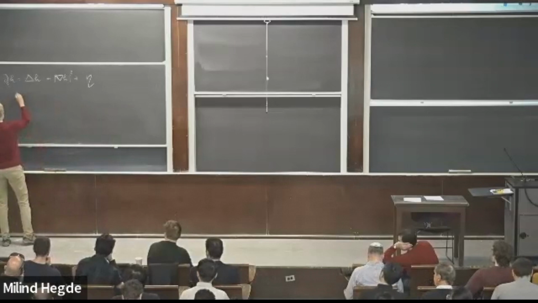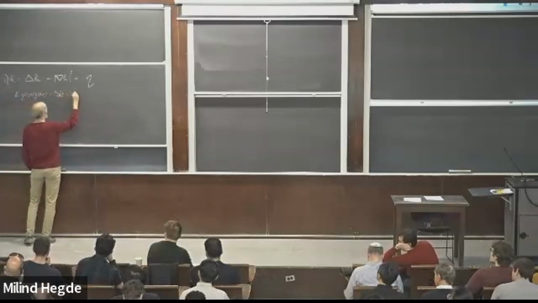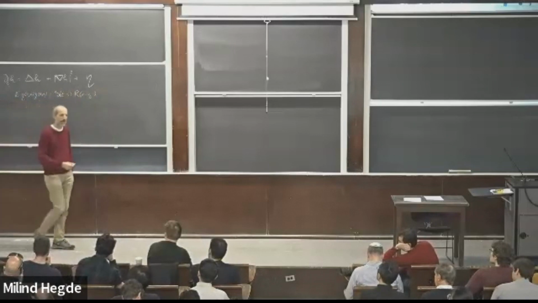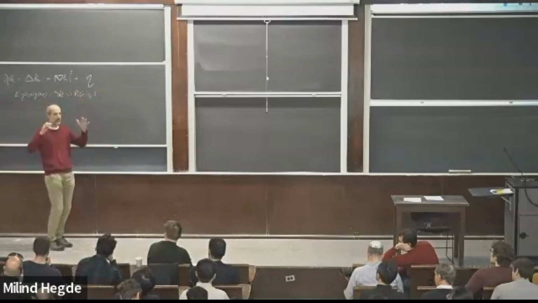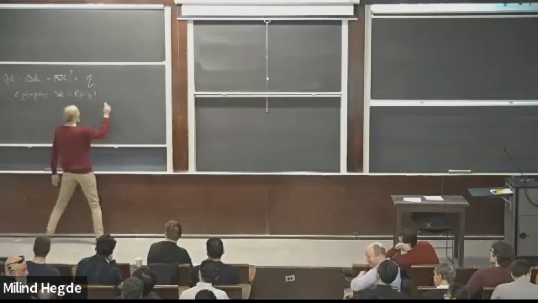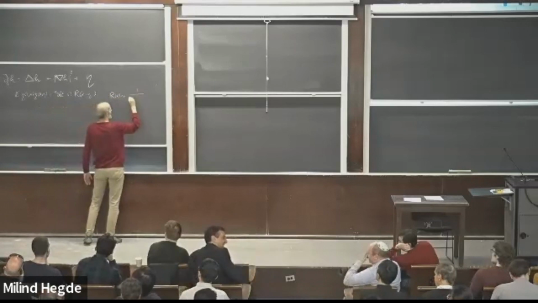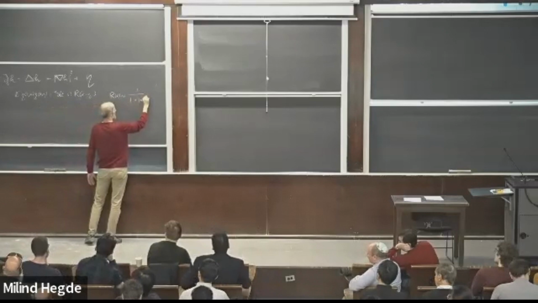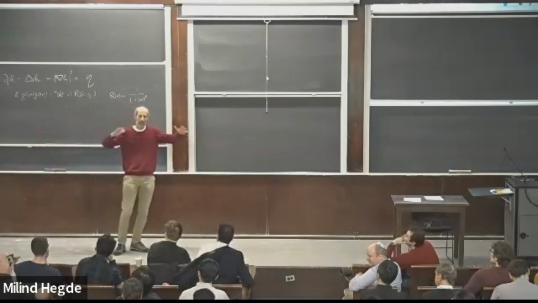So we assume that it is white in time, delta in s, and it has some spatial correlation. And the spatial correlation here is new. It decays slower, right? So you should think of R of x roughly like 1 over x to the kappa, okay? So it's bounded and smooth, but it decays like a slow power.